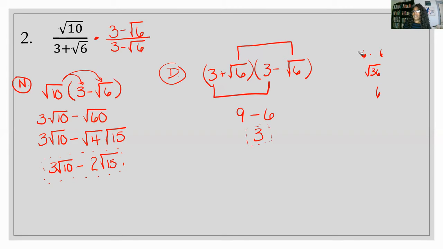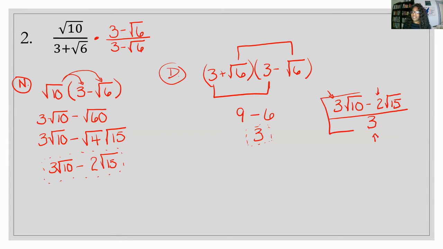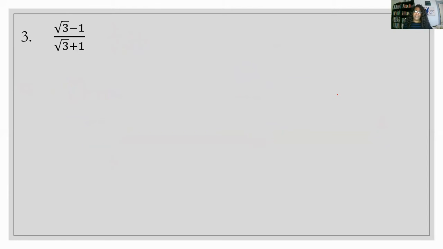So now let's put it all together. So we have 3 square root of 10 minus 2 square root of 15 over 3. So now I'm looking at the whole numbers. I'm looking at 3, I'm looking at 2, and I'm looking at 3. Is there a number that all 3 have in common other than 1? Nope, that's it. So this will be my final answer. All right, okay. So not too bad, not too bad.